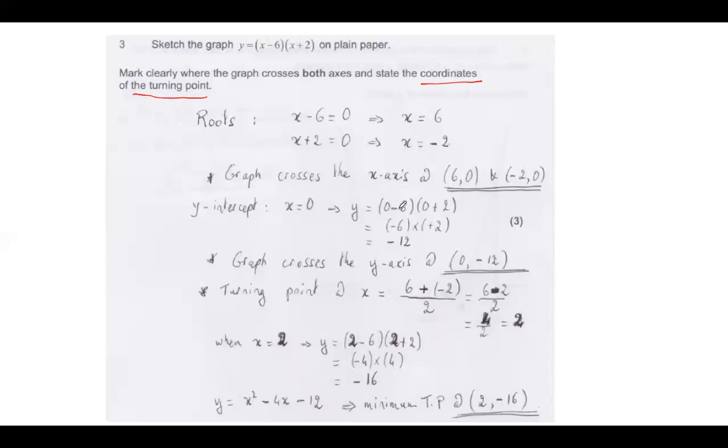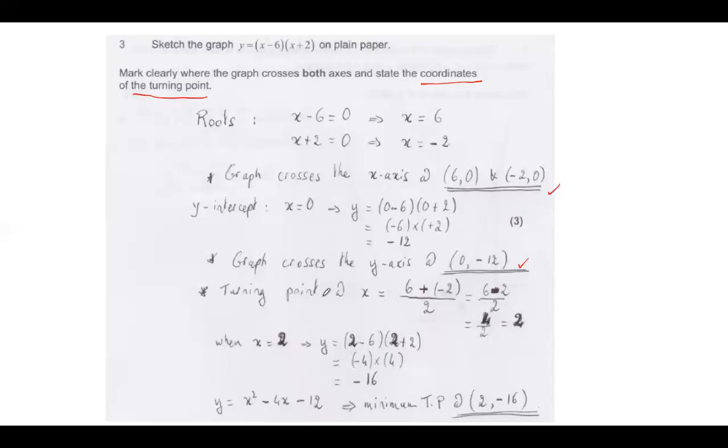Okay, so I've got now my two x-intercepts, where it crosses x. The y-intercept is when x equals 0. We've done that with straight lines. When x equals 0, this time we're going to get 0 minus 6 times 0 plus 2, which is -6 times +2, which is -12. So I've got the graph crossing the y-axis at 0, -12.